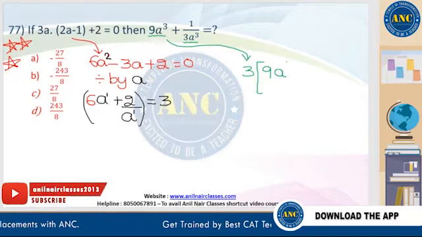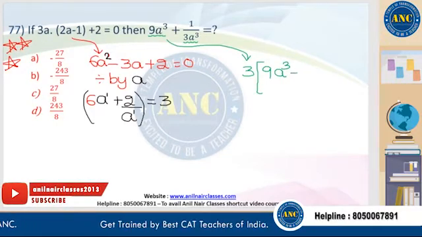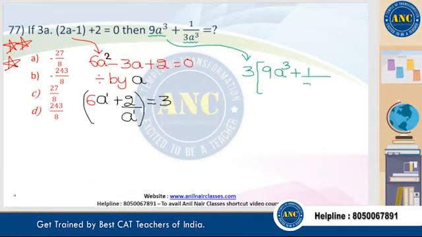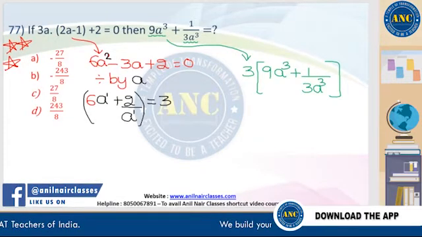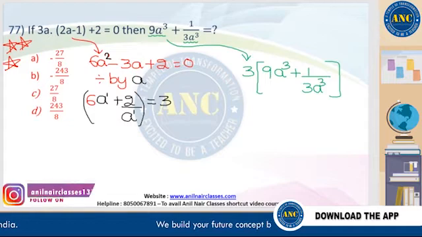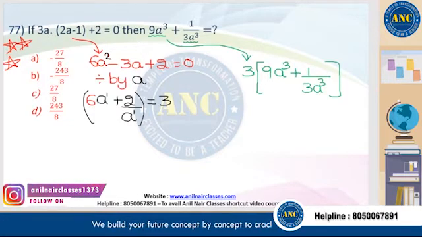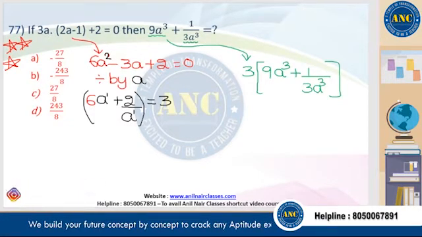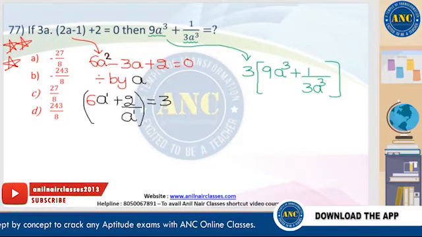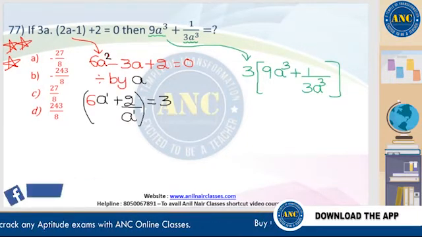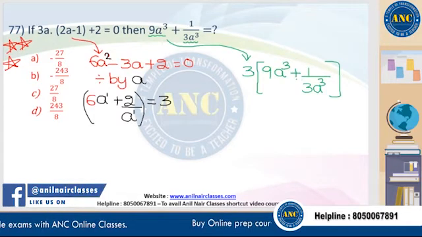That means this becomes 9 into 9a cube plus 1 by 3a cube is what I have in the question. When I multiply this by 3, this becomes 9 into 3, 27. Now I am very very happy because 3 into 9 is 27. 27 is a perfect cube. I am very happy for it. Similarly, 3 into 1 by 3 is 1. 1 is also a perfect cube.